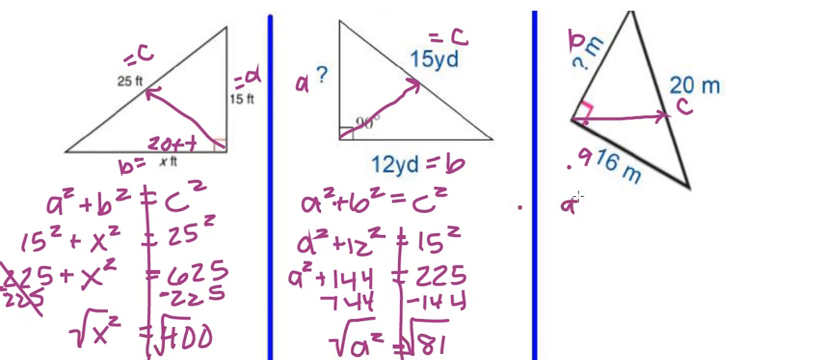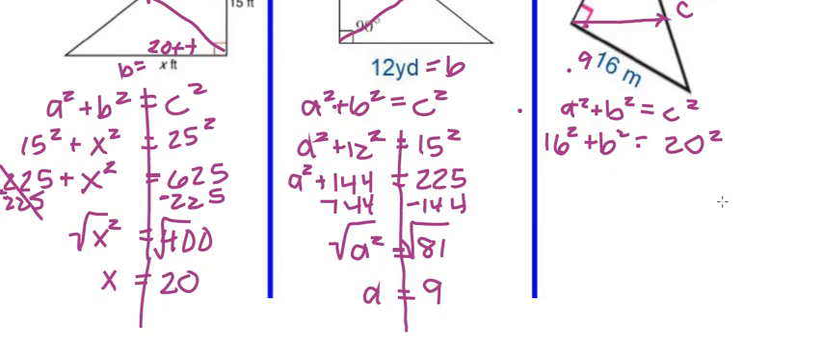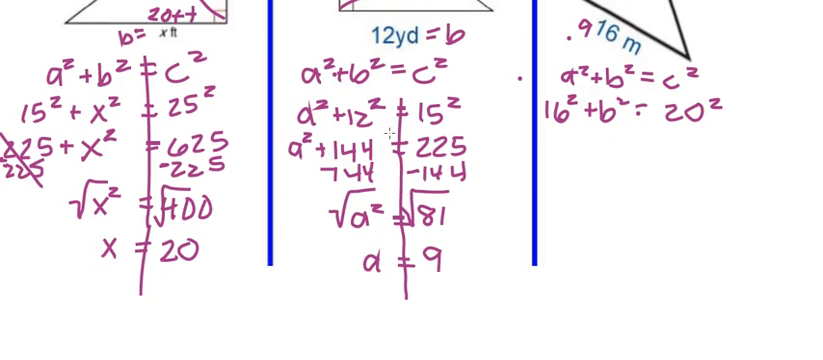So I've got A squared plus B squared is equal to C squared. Well, A is 16, so that's going to be 16 squared plus B squared, because we don't know it, is equal to C squared, so that's 20 squared. So when I go to solve these here, I get that, well, 16 squared is 256. So I get 256 plus B squared is equal to, well, 20 squared. We looked over here, the square root of 400 was 20, so 20 squared is going to be 400.